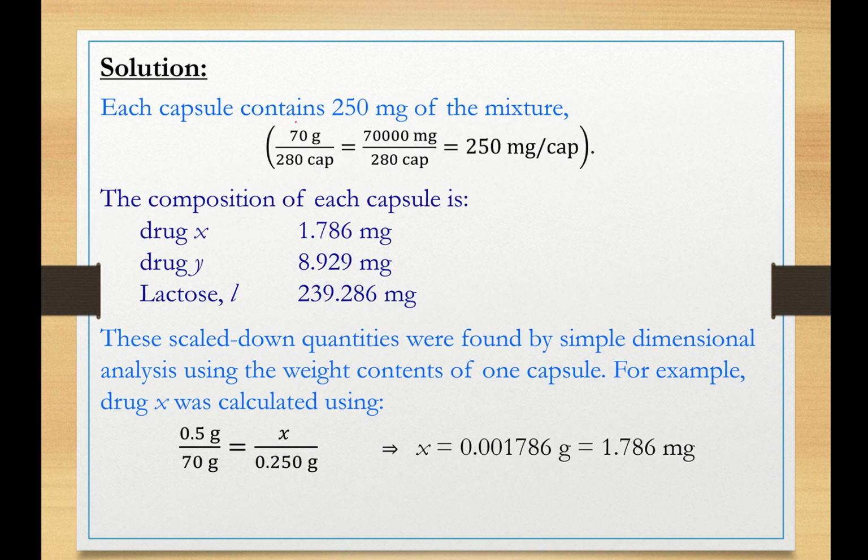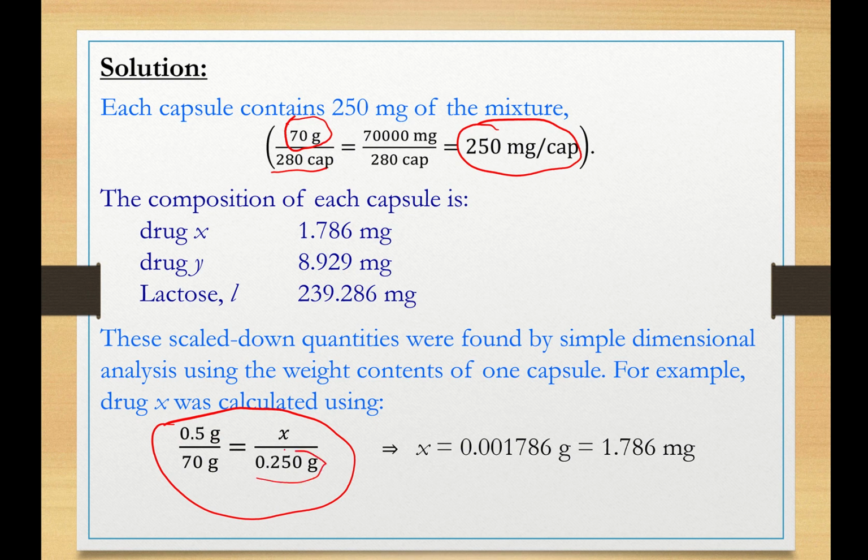Now the total amount of mixture is 70 grams. Dividing by the number of capsules, we end up with each capsule containing 250 milligrams of mixture. If you wish to determine how much of each component is in each capsule, you can just cross multiply here. So 0.5 grams of drug X is in 70 grams of mixture; in each capsule, how much? That's how you determine each quantity.